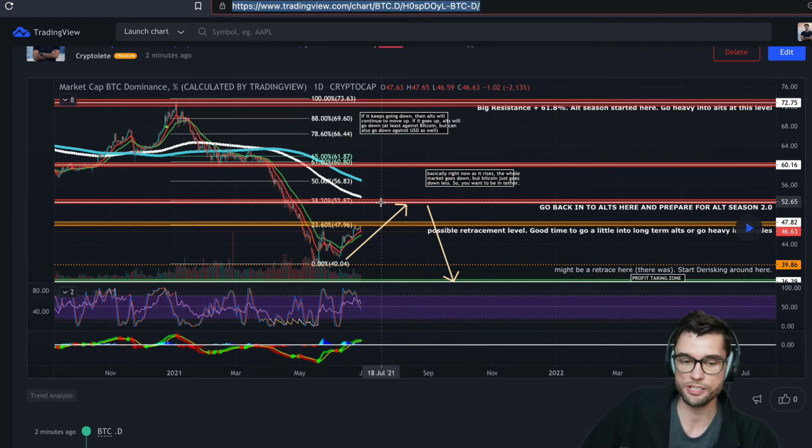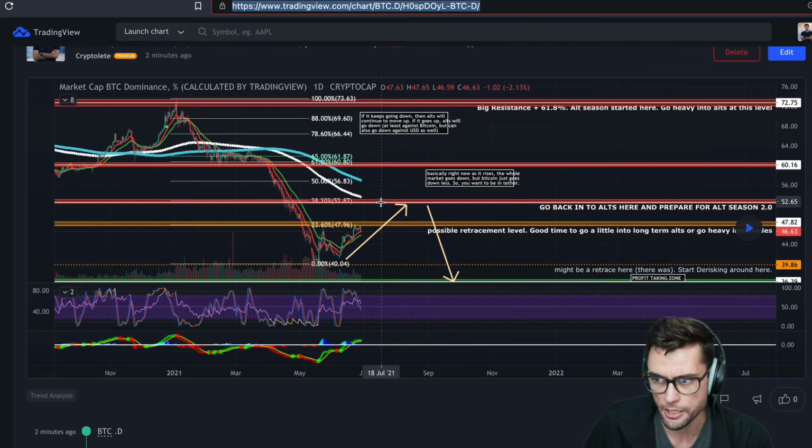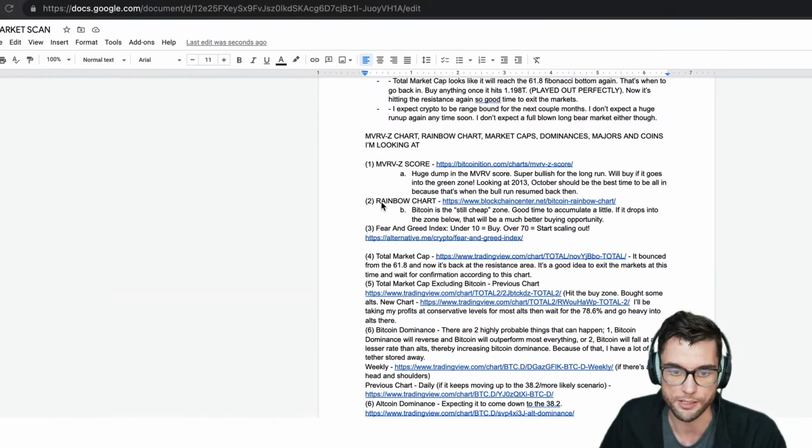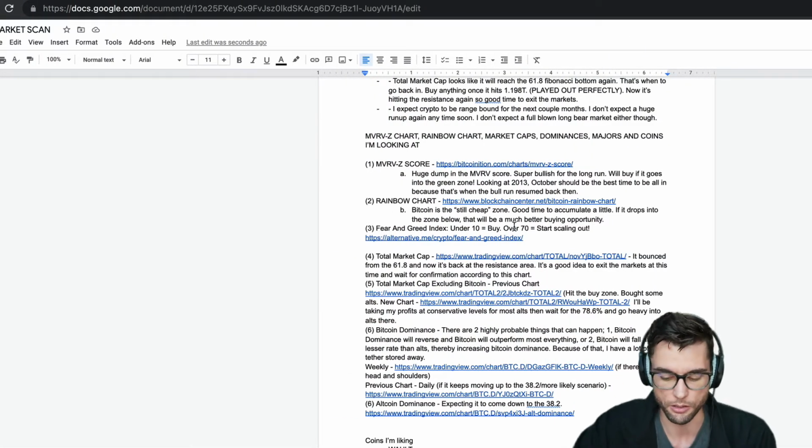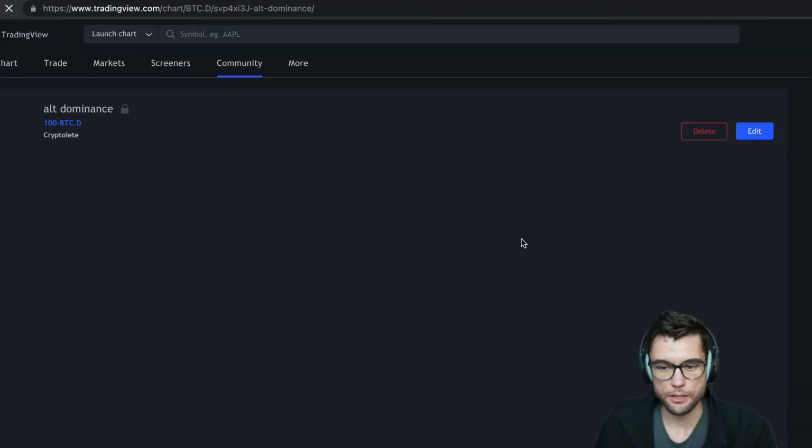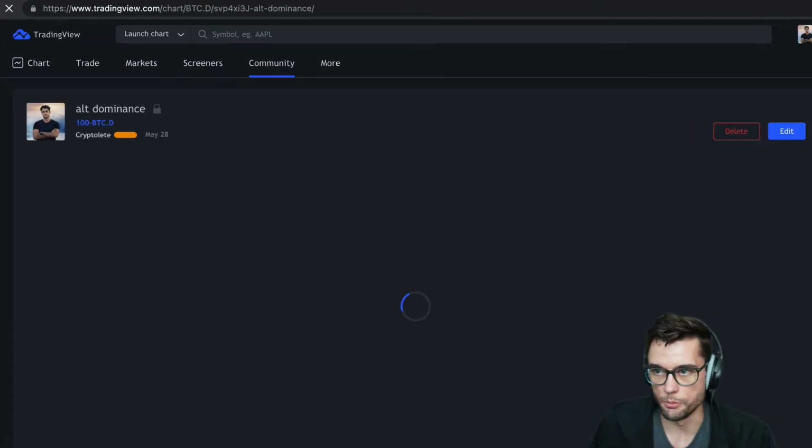And you could also see that much more clearly on the dominance level of the alts. So we'll go into that in 1 second. Let me just write this down and then post it in the VIP. Okay, so now that the Bitcoin dominance is completed, I go on to the altcoin dominance, which is nothing more than the inverse.